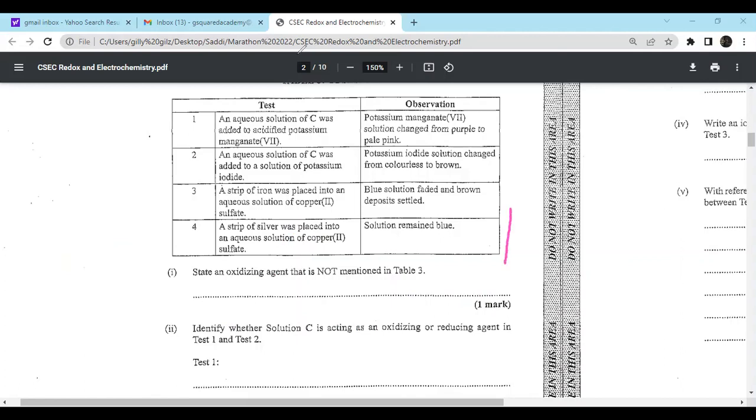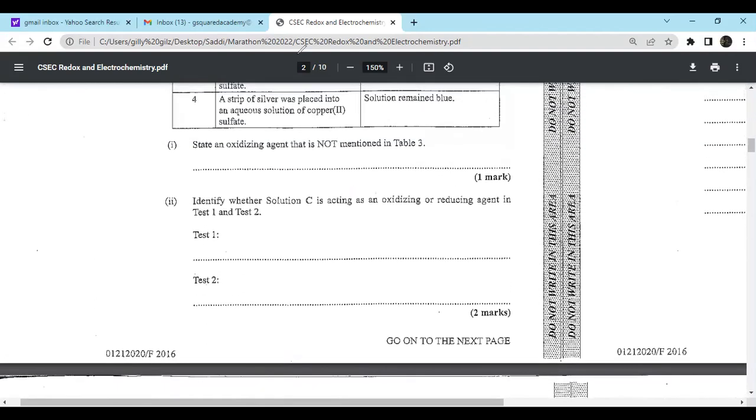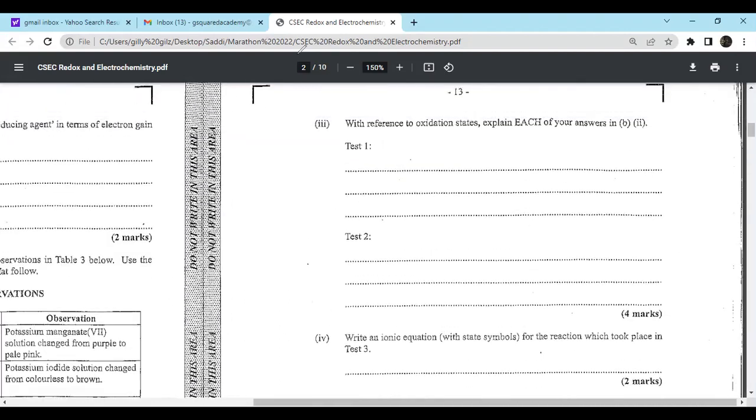So it is acting as an oxidant, another term for oxidizing agent, in test 2, and a reductant in test 1, another name for reducing agent. So you may hear oxidant or reductant. All right, now let me see which page this is. Okay, it should be this page.